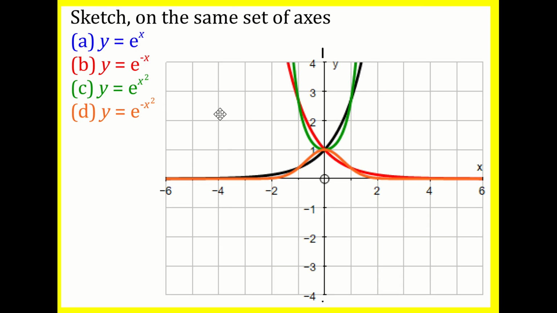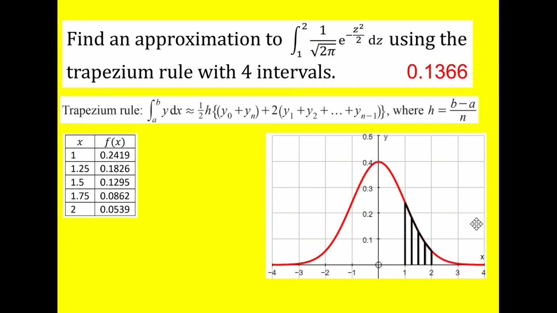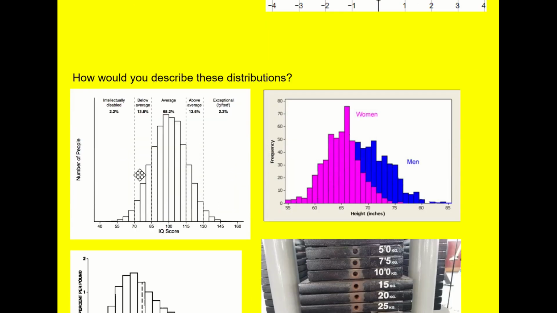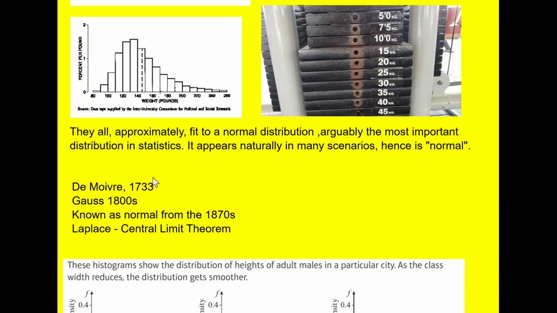Previously in maths, we sketched the curve y equals e to the minus x squared and saw that it had a kind of bell shape. We then integrated it just for the fun of it using the trapezium rule. Then we saw that it seems to have this application in loads of places in the world, and it's actually called the normal distribution. And we talked about the history of it.